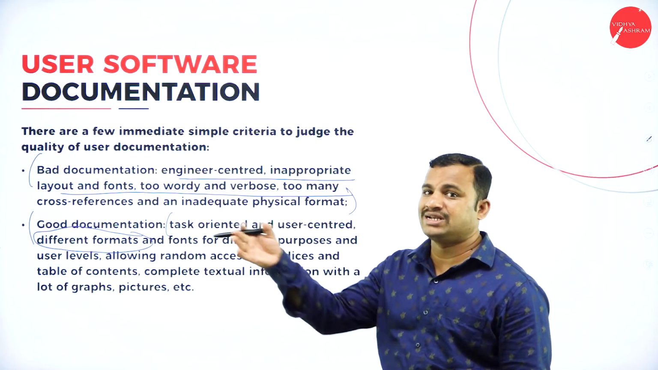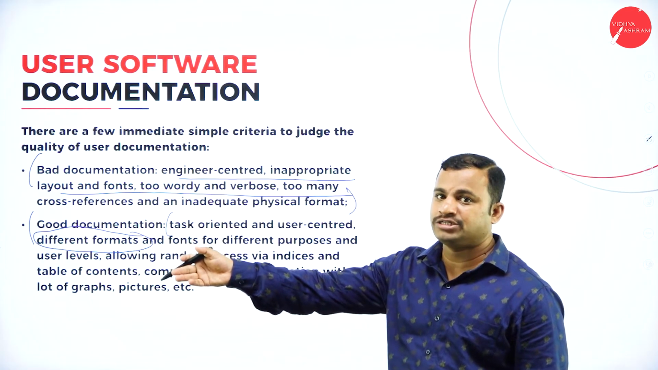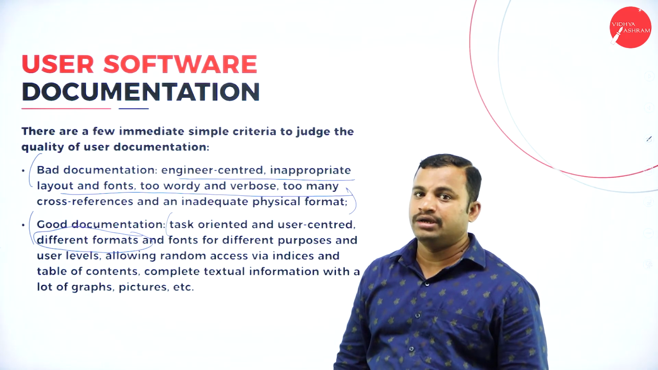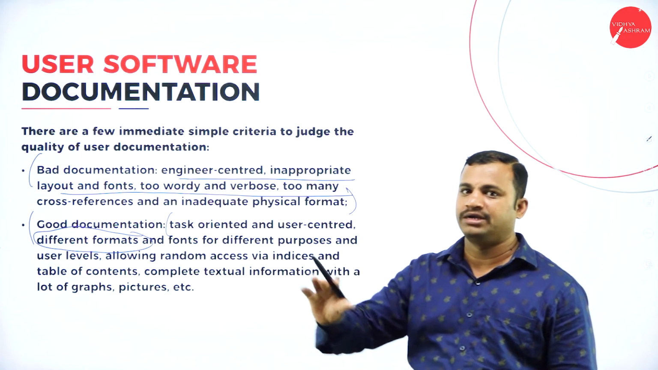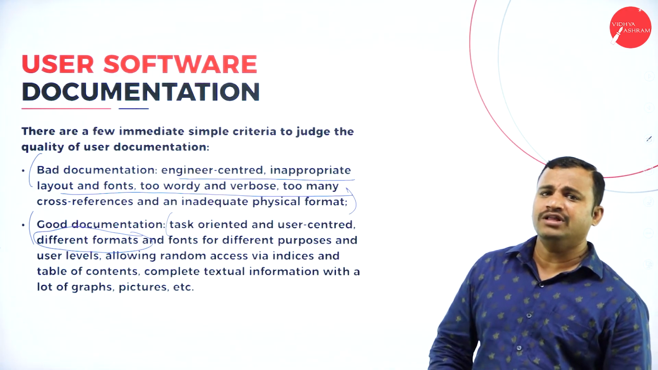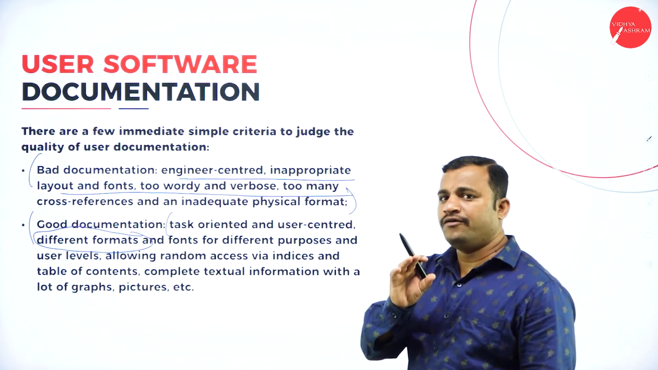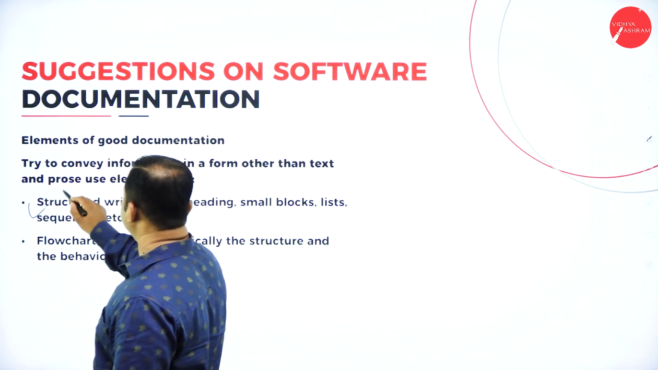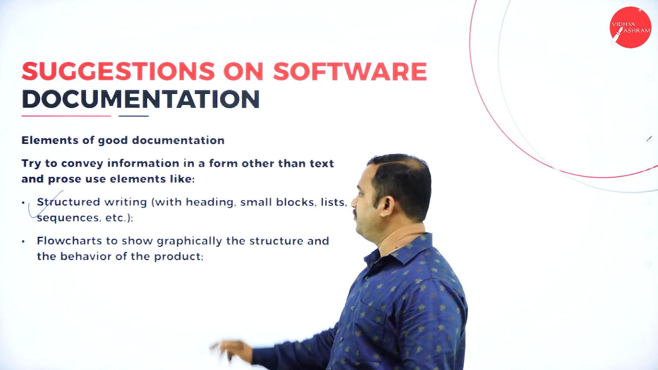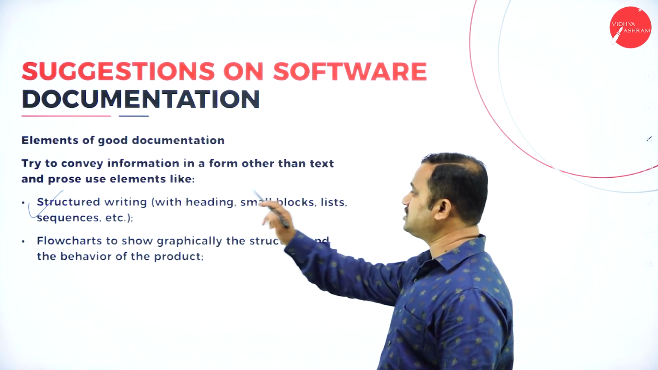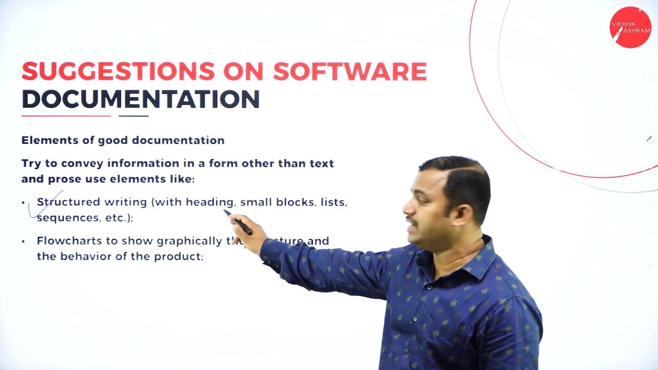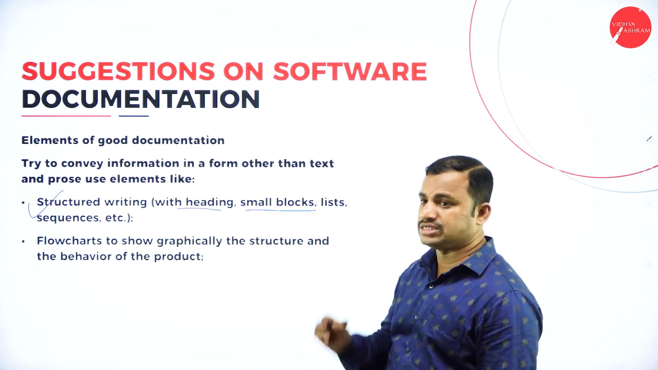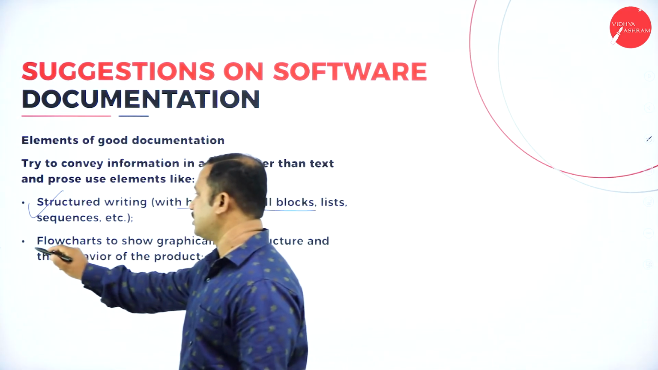For example, if there is an admin, he will be given certain privileges with certain fonts. Certain texts are highlighted in bold and certain texts in normal text. All those details are given with certain standards of formats and fonts. Elements of good documentation include structured writing with headings, small blocks, and list sequences. As I told you in the previous slides, that is headings, small blocks, list sequences, bullets, and all those things are mentioned there.